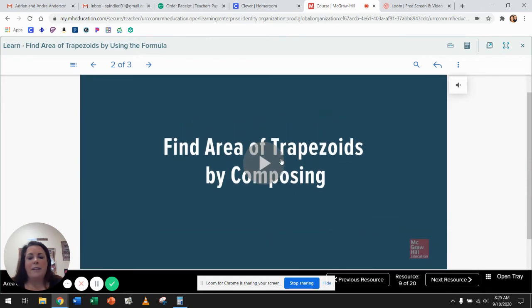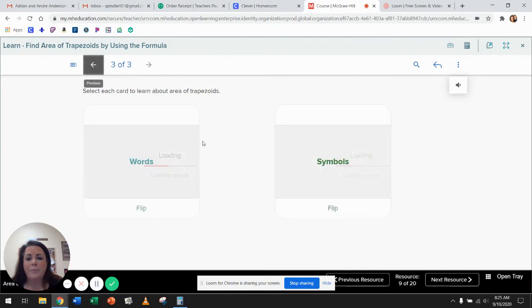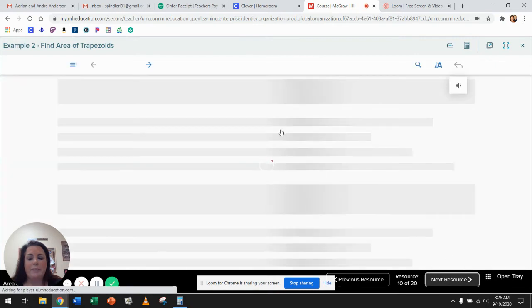So when we find area, we are using a formula to do so. Let's see. So the area of the trapezoid is 1/2 of the product of the height, h, and the sum of its bases. So this is what our formula actually looks like. What you're going to do first is add together the length of the bases, both bases, and then you're going to do 1/2 of the height times the bases. Okay? So that is what our formula will be. So let's practice using that.